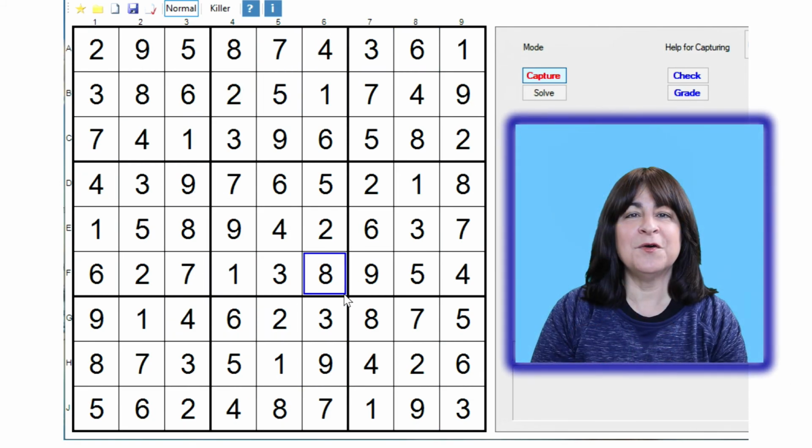In the next video, I'll show you how to use pencil marking to make solving much easier by writing in possible candidates. There is a strategy to using pencil marking correctly, or you'll end up with a very messy and marked up puzzle.